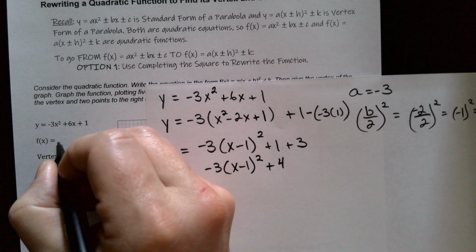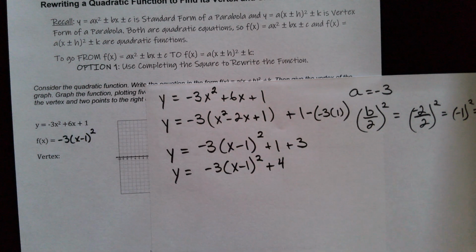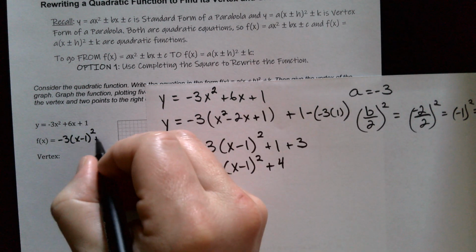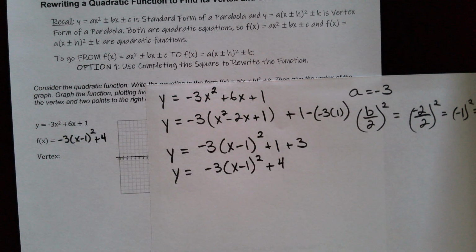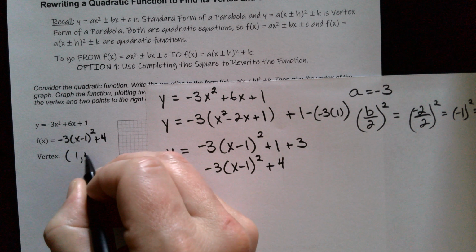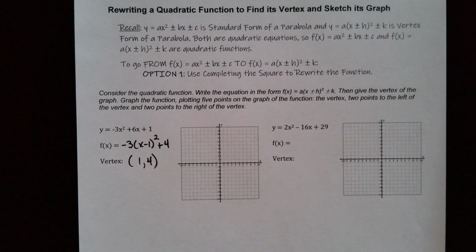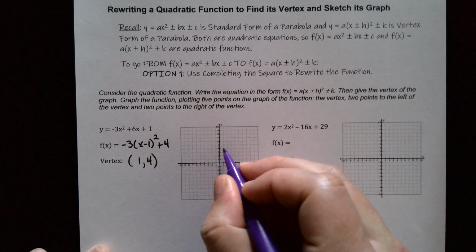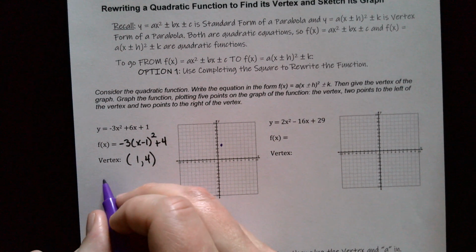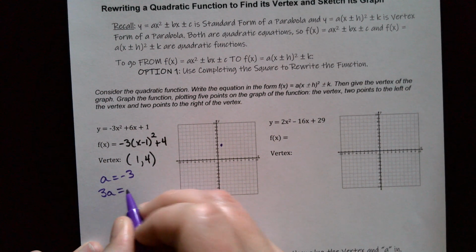So let's write it in vertex form first: negative 3 times x minus 1 squared plus 4. And then the vertex would be the opposite of this, same as this: 1, 4. We should graph this, so we can go to 1, 4, 1 on the x, 4 on the y. We graph this by figuring out what our a is. Our a is negative 3, and 3a is equal to negative 9.